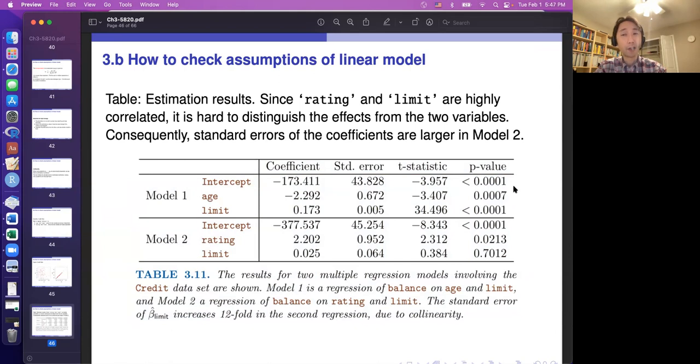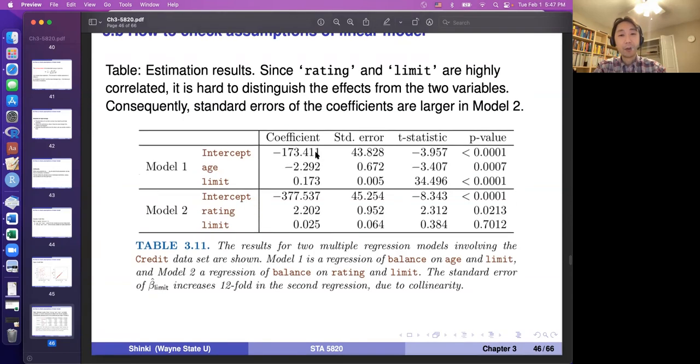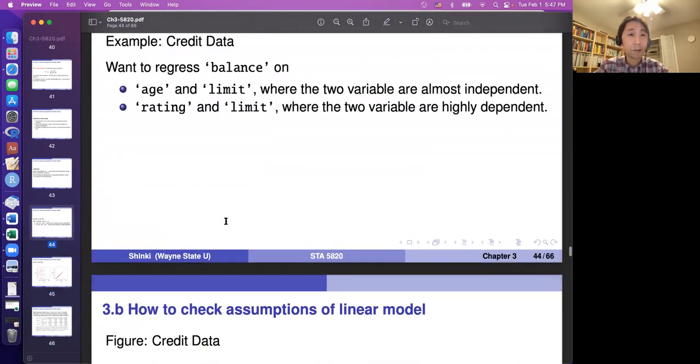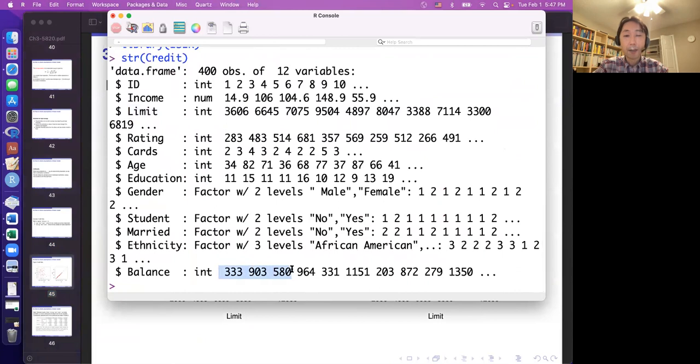Only p-values are not enough. So age has a negative significant coefficient, and the limit has a positive significant coefficient. And also, interpret the age coefficient, negative 2.3. So as you get 1 year older, the debt is $2.3 less. Maybe, I don't know the unit of this balance.